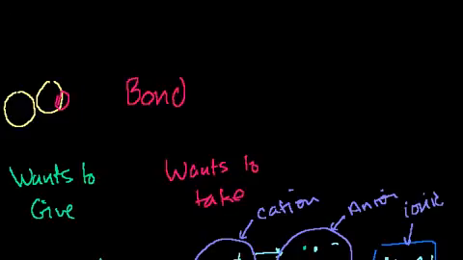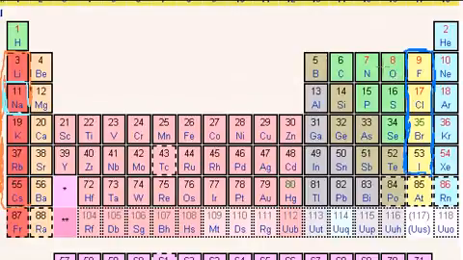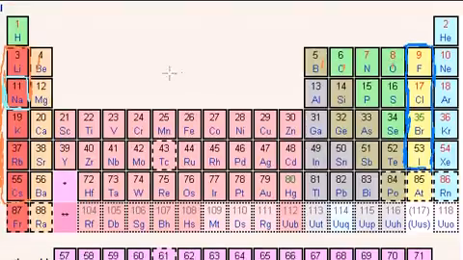Let's look at the periodic table to make sure. Oxygen has 6 valence electrons, right? 1, 2, 3, 4, 5, 6 valence electrons. It's 2s2, 2p4. So on the second shell it has 6 electrons. So oxygen has 1, 2, 3, 4, 5, 6. And then let's say we have another oxygen that has 1, 2, 3, 4, 5, 6 electrons.